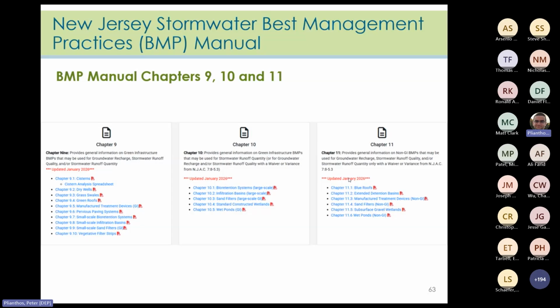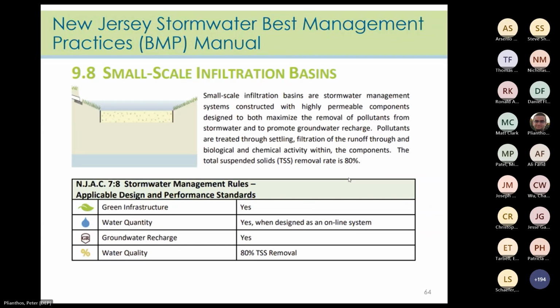Next, we'll take a look at an example cover page from a BMP chapter. As we said, Chapter 9 contains all of the GI BMPs listed in Table 5-1. Shown here is the cover page from Chapter 9.8, which is for small-scale infiltration basins. And it's a typical example of the chapters for the various BMPs listed in subsection 5.2 of the rules.